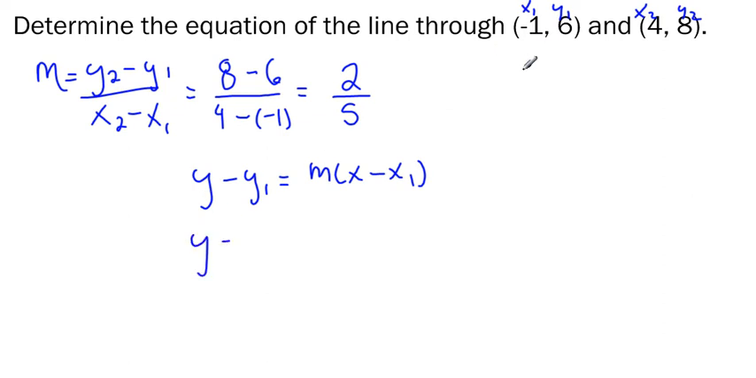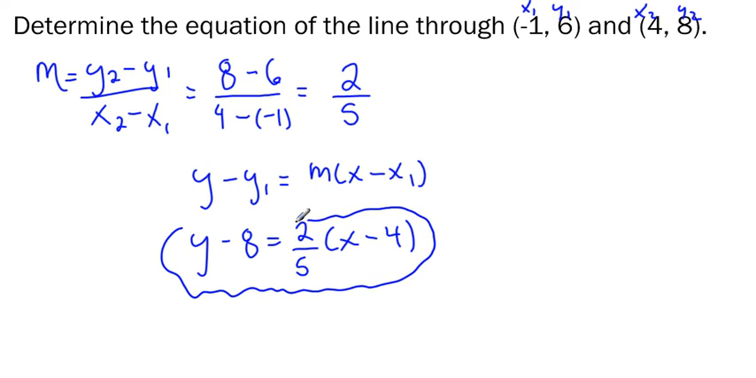So y, I'll fill in. Doesn't matter which point I choose. I can choose this point. Don't be confused by the x1, y1. We could choose either one of these points. It doesn't matter. But I will choose this one because it's easier to choose if they're both positive. So my y in this case would be 8. My slope is 2 over 5. And my x is x, and my x1 will be 4. There you go. So there's the equation of my line in slope point form, which is really nice.